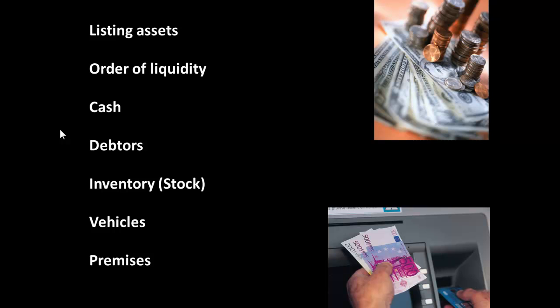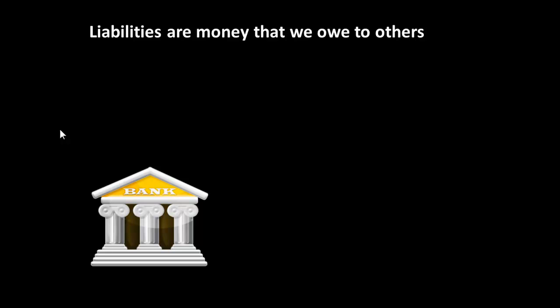So cash obviously is the easiest thing. It already is cash. Collecting money from debtors, you collect as cash. Inventory you may be able to sell for cash. Vehicles may be a bit harder to sell, and premises harder still to sell. But this is listing assets in order of liquidity.